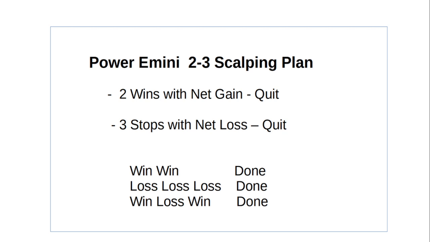Now, let's say that you come in and right off the bat, maybe it's just a really crappy day, you get 3 losses in a row. You quit for the session. Let's say that you come in, you win on a trade, then you have a loss, then you win. With that scenario, you should have a net gain. Even if your gain and loss were identical, so you win 10 points, you lose 10 points, you're back to 0, and then you win 10 points, you've got 2 winners and a net gain, you quit for the session.